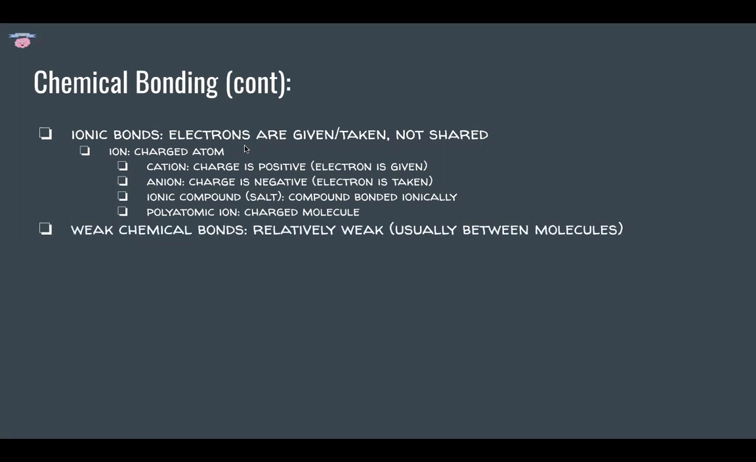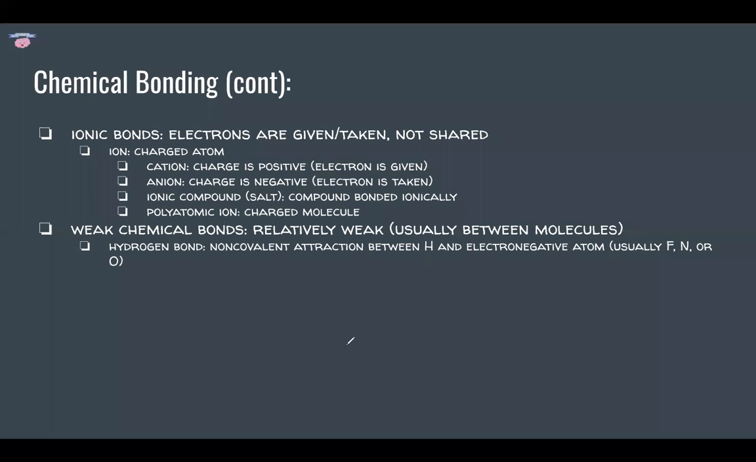Some other chemical bonds are relatively weak and usually between molecules. They don't connect atoms to form molecules, but are between molecules. An example is the hydrogen bond. It's the non-covalent attraction between H, a hydrogen, and another atom, usually F, N, or O. So, since these are between molecules, in one molecule of H2O, this isn't a hydrogen bond, this is a covalent bond. But if there was another molecule of H2O right here, then there would be a hydrogen bond right here. We'll talk more about this in the next lesson when we talk about water and its properties.